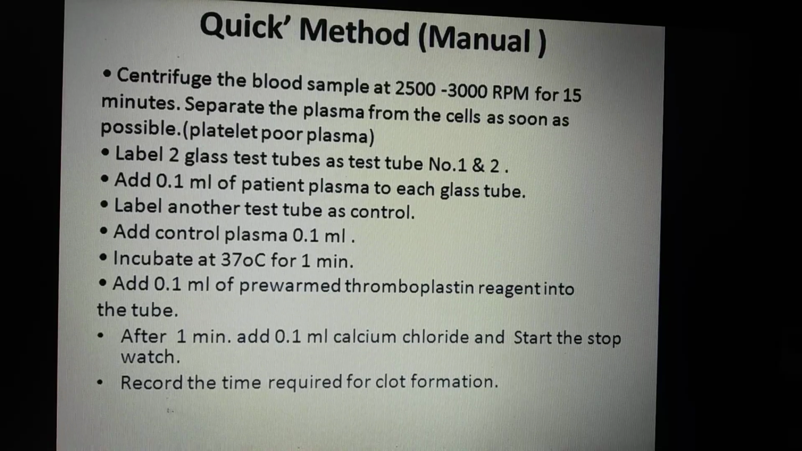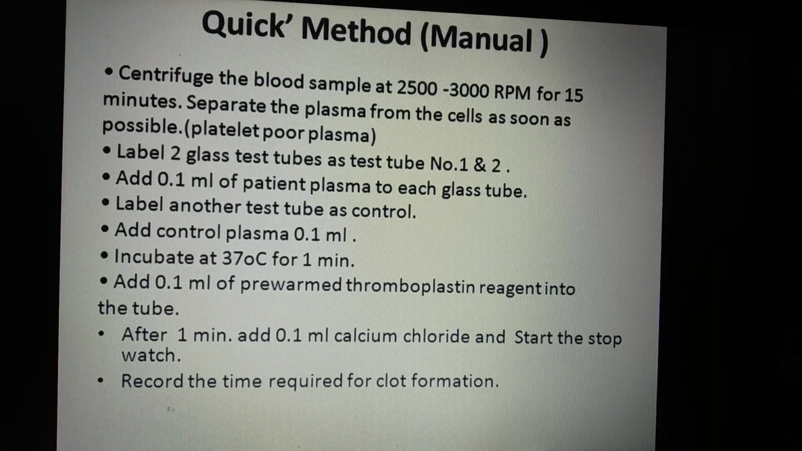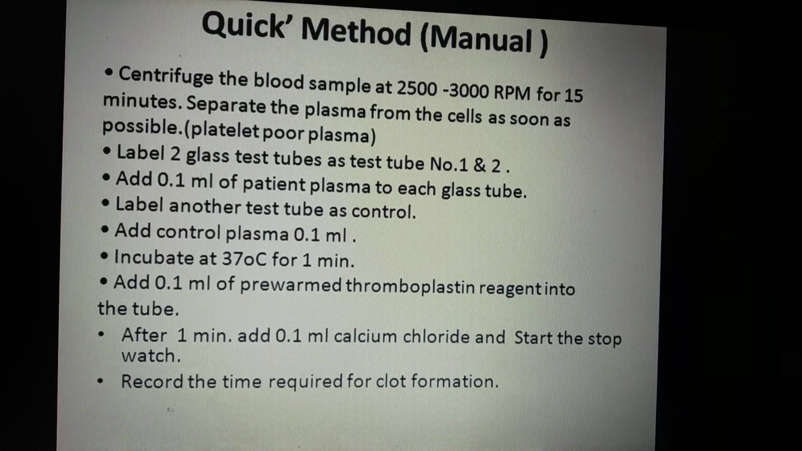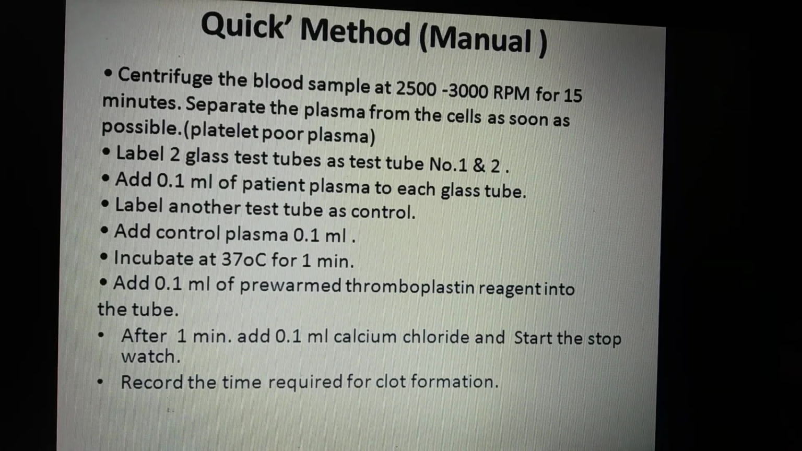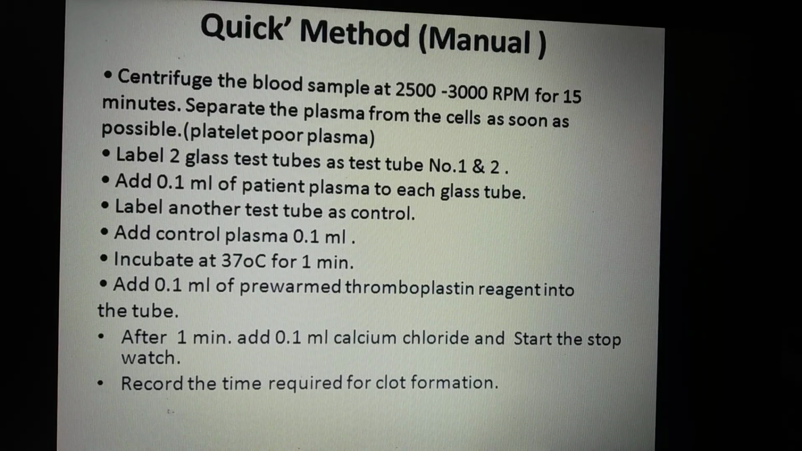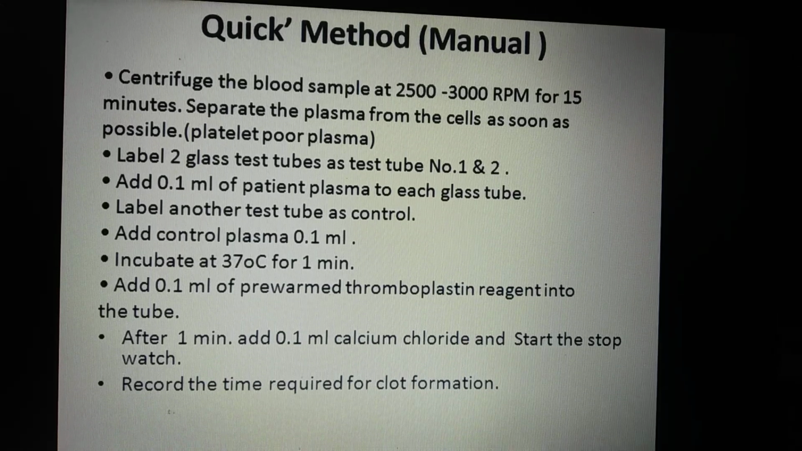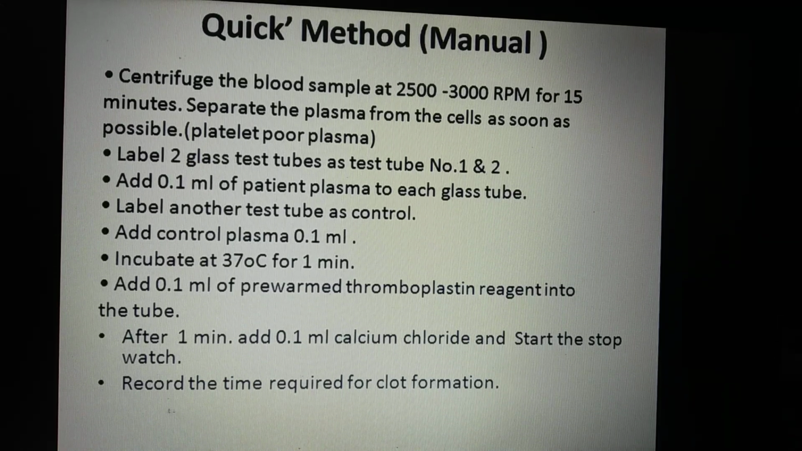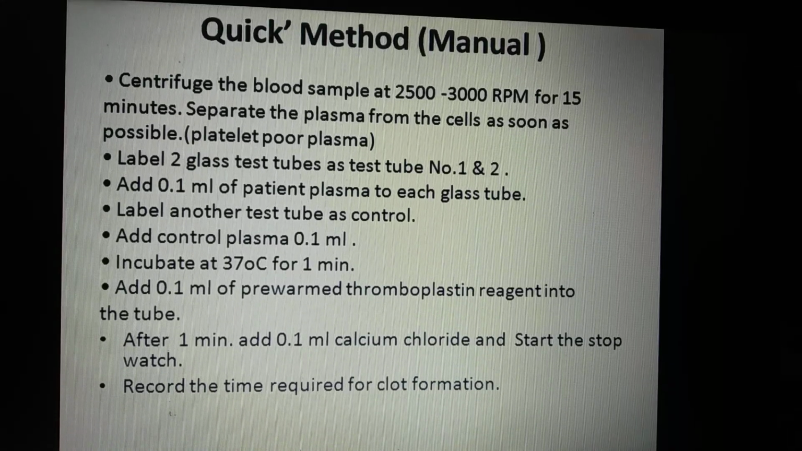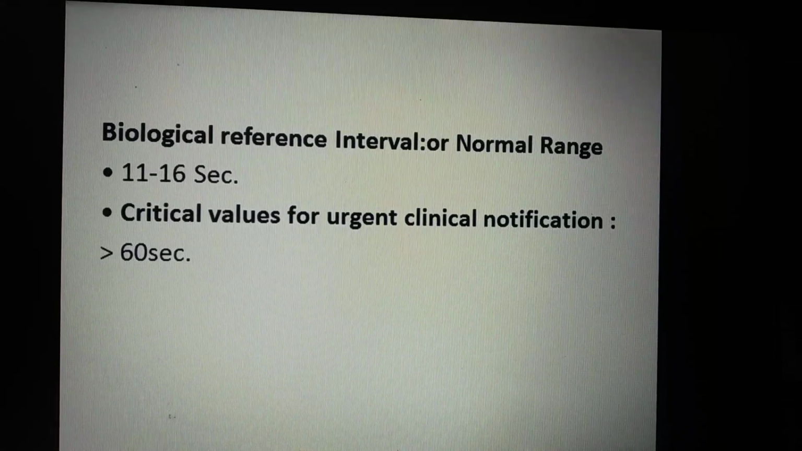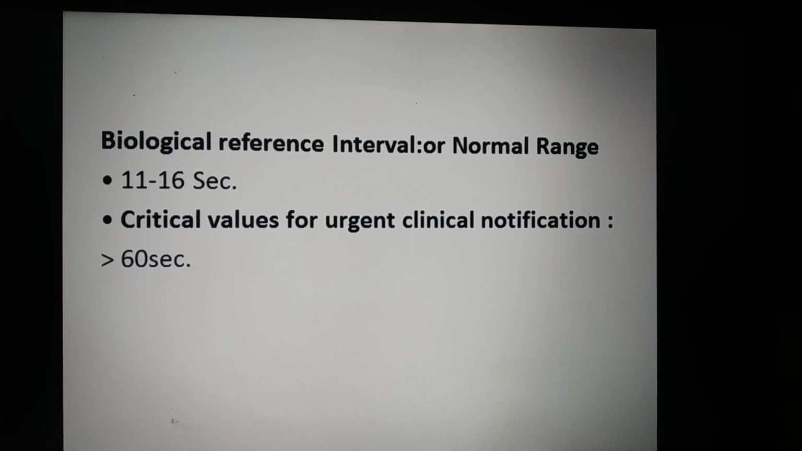Now label two glass test tubes as test tube number 1 and 2. Add 0.1 ml of patient plasma to each glass tube. Then label another test tube as control and add 0.1 ml of control plasma. Now incubate them at 37 degrees centigrade and add 0.1 ml of pre-warmed thromboplastin reagent into the tubes. After 1 minute, add 0.1 ml of calcium chloride, start the stopwatch and record the time required for clot formation. The normal range is 11 to 16 seconds.